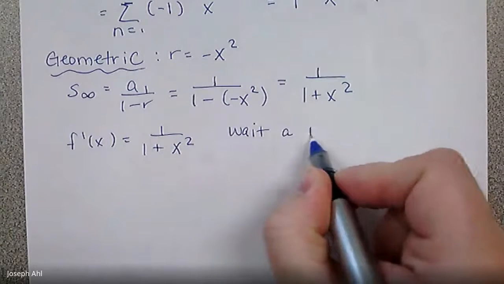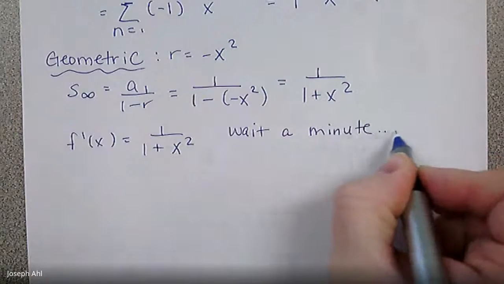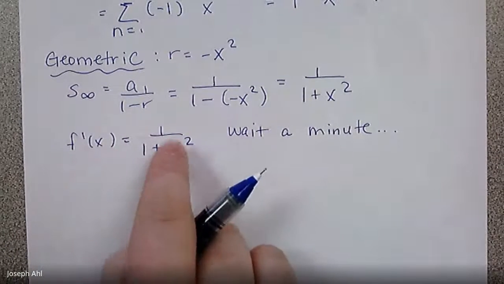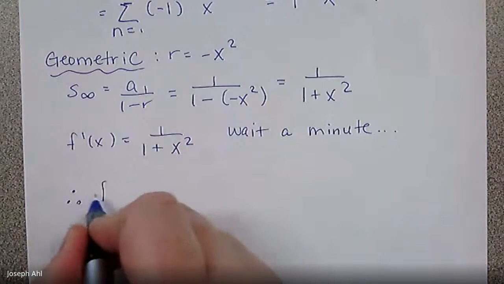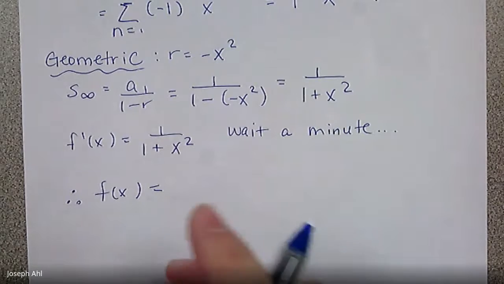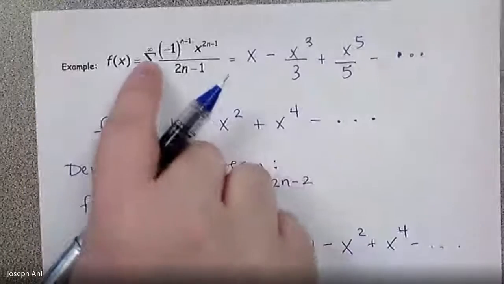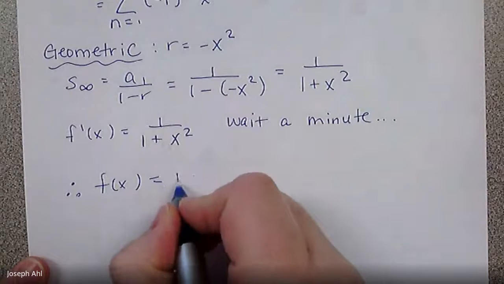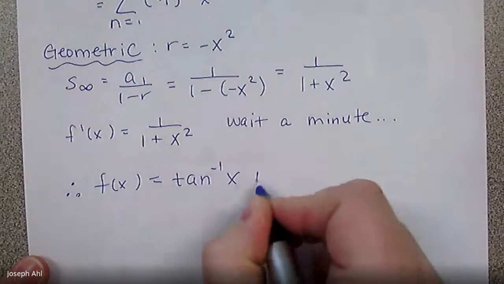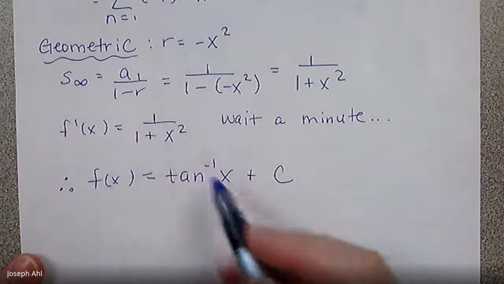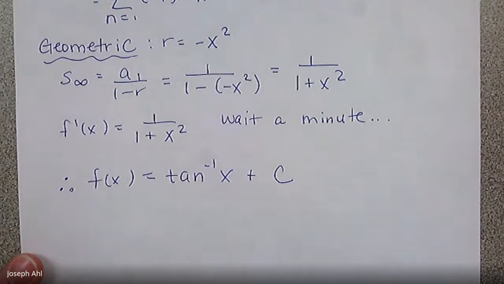Wait a minute, though. We recognize that if the derivative is 1 over 1 plus x squared, we know what f of x is, don't we? Well, we better know what f of x is, right? That's what we're trying to find. What does f of x equal? If the sum of these terms, what is that approximating if that series converges? It's approximating tan inverse of x plus c. Right? If you find the antiderivative of 1 over 1 plus x squared, that's tan inverse.